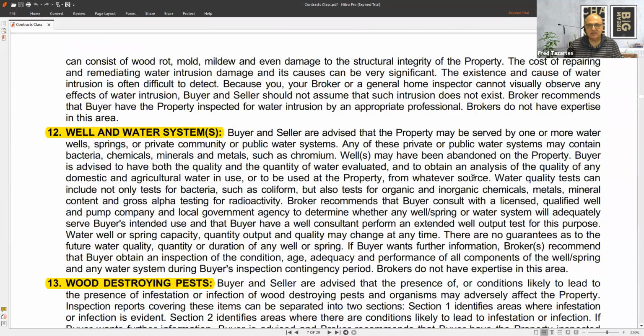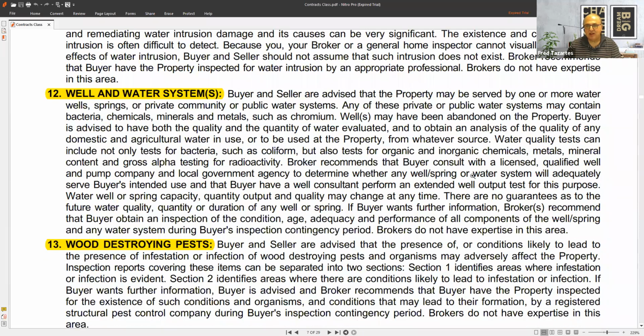Well and water systems, same as septic. If you have a well, disclose it. If you're buying it, make sure you have that tested. How many gallons is it producing? Are there issues with the well water? Those are the things that need to be determined before you purchase the house and also need to be disclosed.